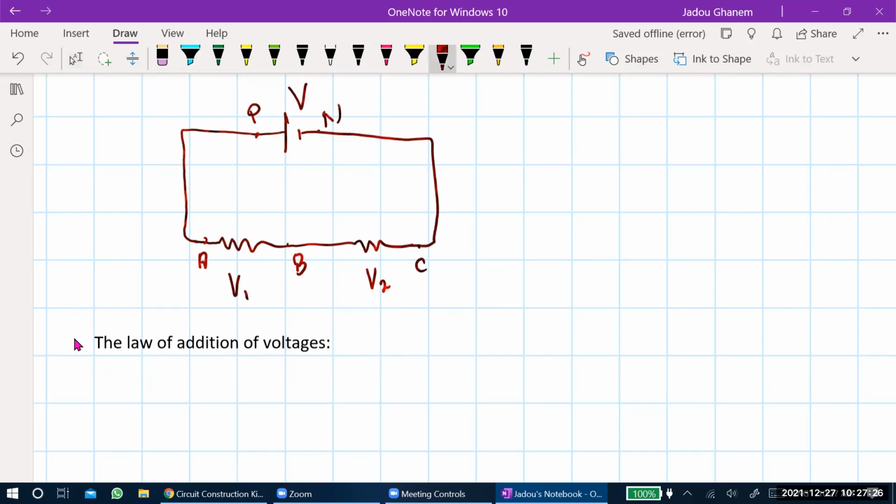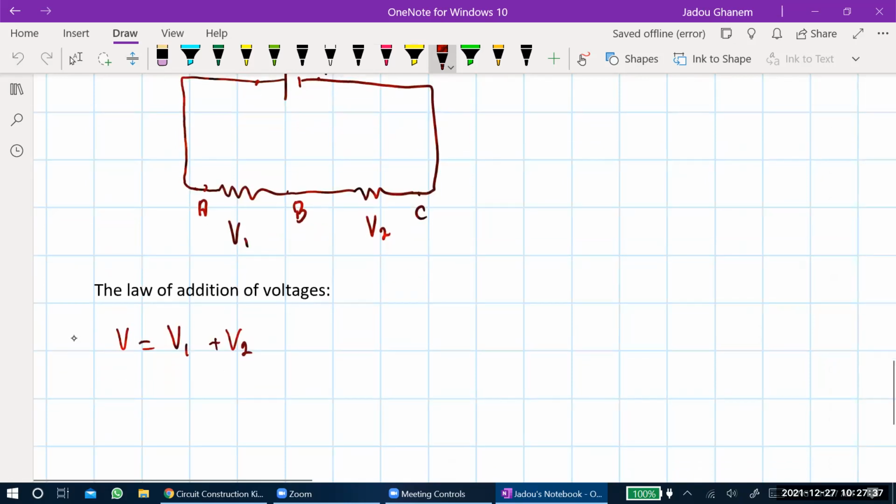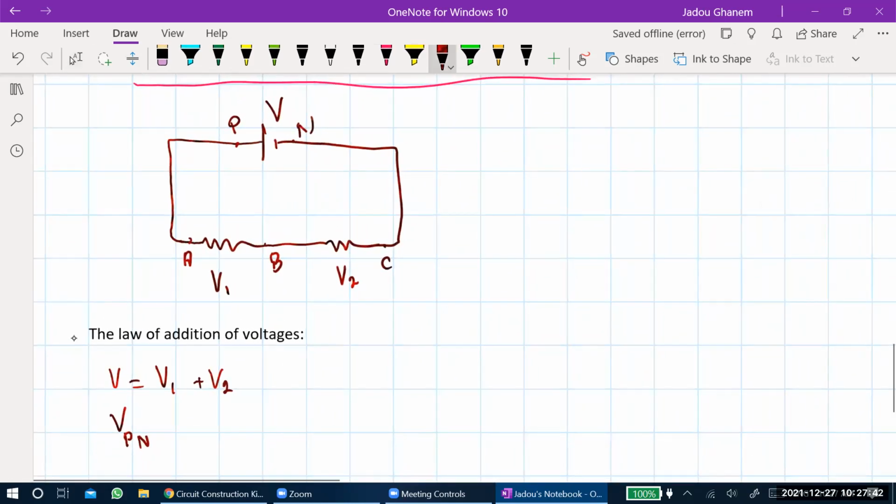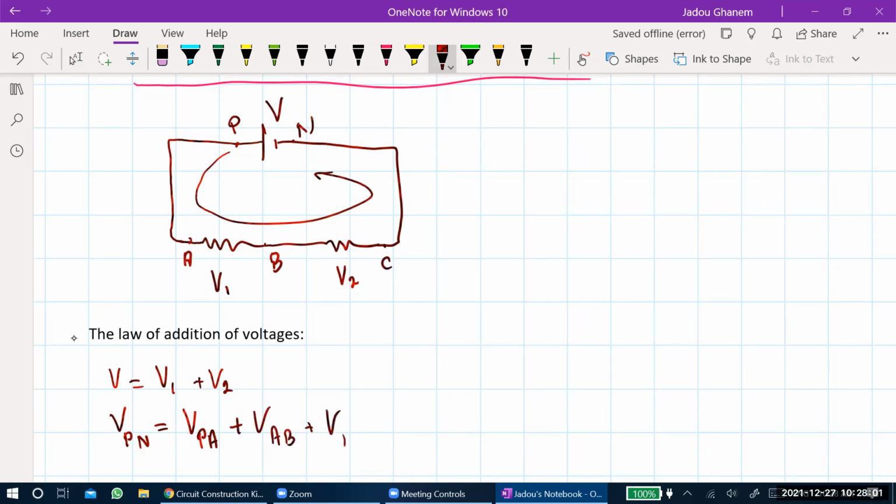The law of addition of voltages states that V across the main battery will be equal to V1 plus V2. But we can write it in a different way. V between points P and N, which is the main battery, equals the sum of the voltages in the whole circuit. So VPA, and then I'm just going in this direction from the positive terminal towards the negative terminal: VPA plus VAB plus VBC plus VCN.